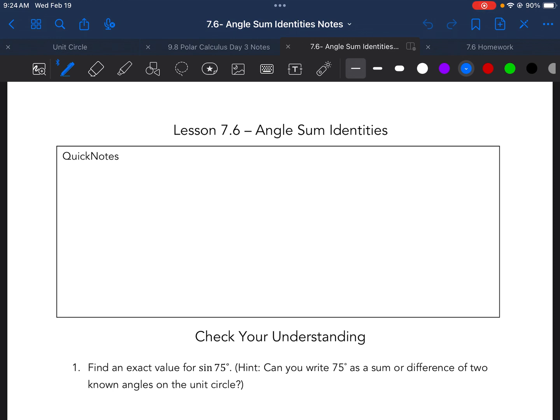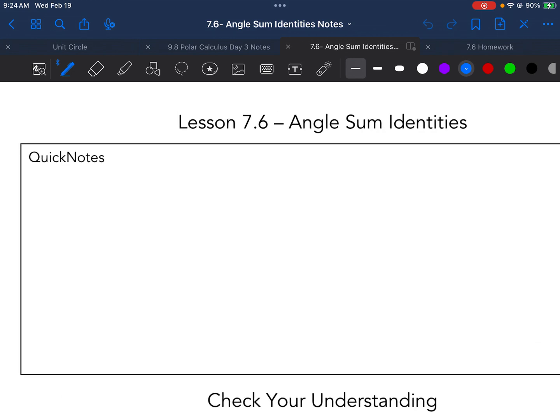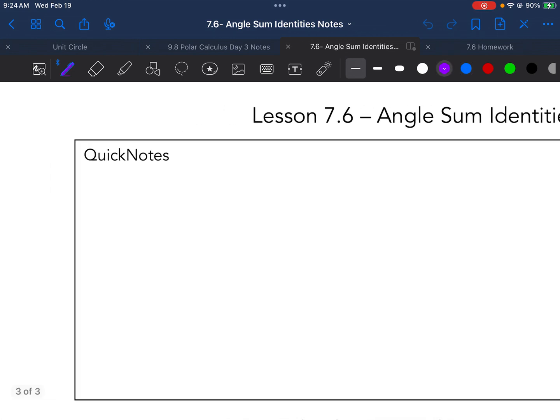All right. Plug in the Apple Pencil. All right, here we go. So we're starting with the sum and difference identities.